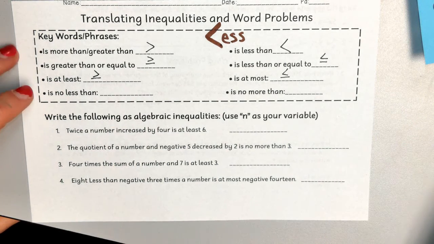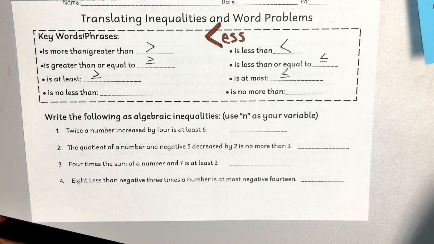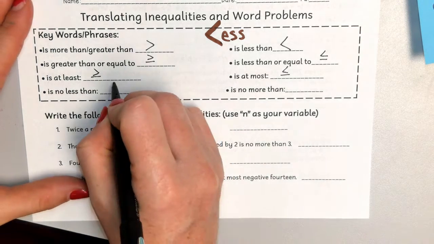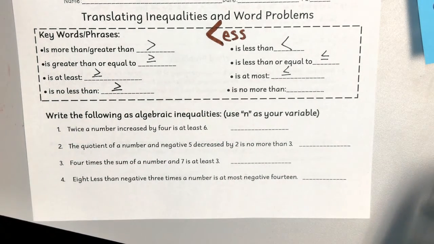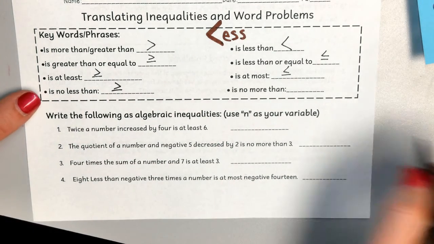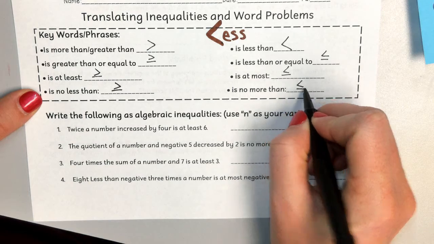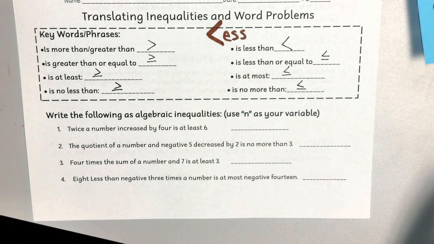Is no less than. So if I had no less than $5 in my pocket, I don't have anything smaller than that. I might have $5, but I definitely don't have 4. So again, it's greater than or equal to. And the opposite of no less than would be is no more than, which is less than or equal to. So when you're reading word problems, or things like these bottom examples, you want to make sure you understand what sign you need to write.